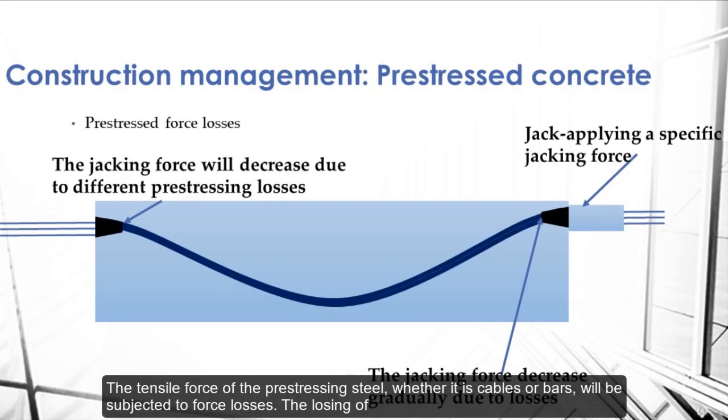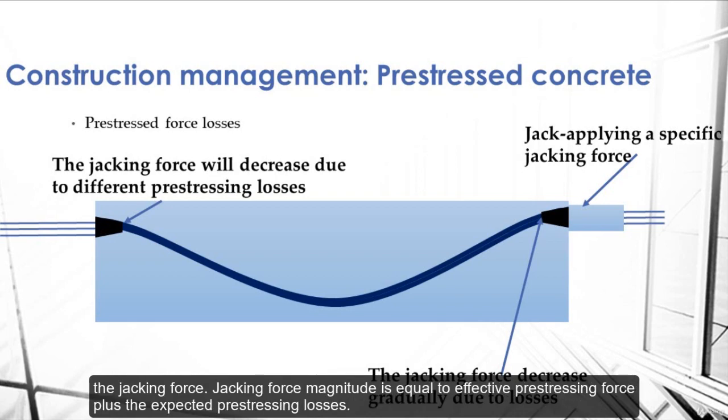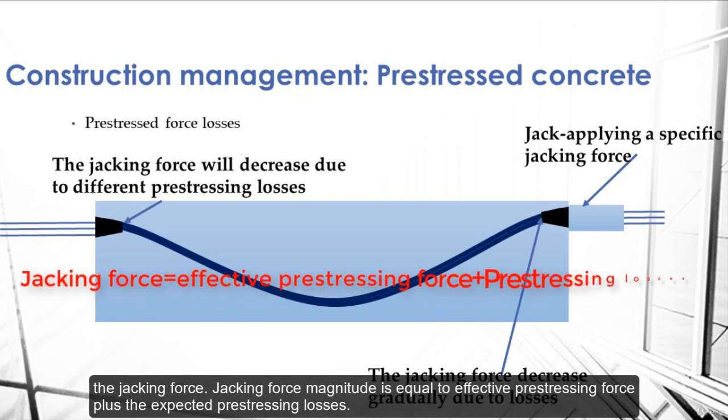The tensile force of the pre-stressing steel, whether it is cable or bars, will be subjected to force losses. The losing of pre-stressing tensile force will reduce the capacity of the structural member. Therefore, pre-stressing losses should be calculated and compensated in the jacking force. Jacking force magnitude is equal to effective pre-stressing force plus the expected pre-stressing losses.